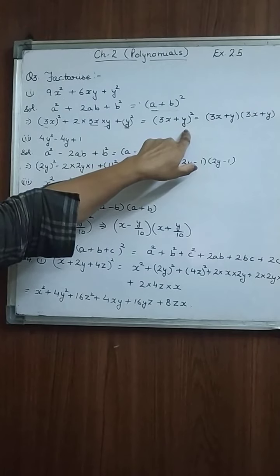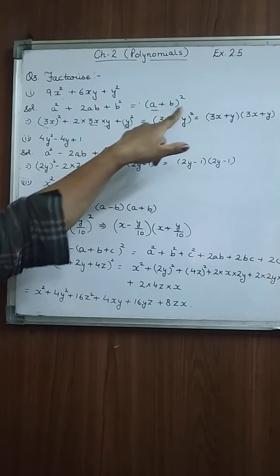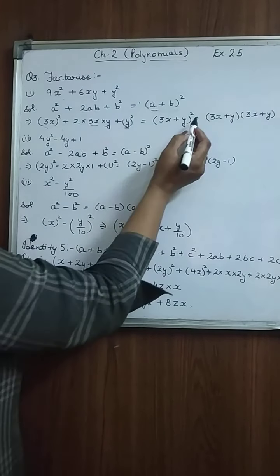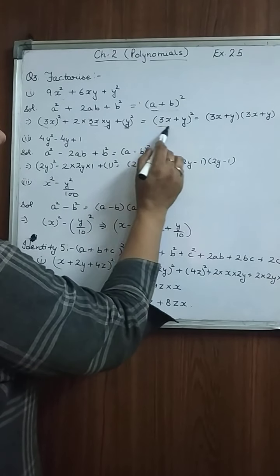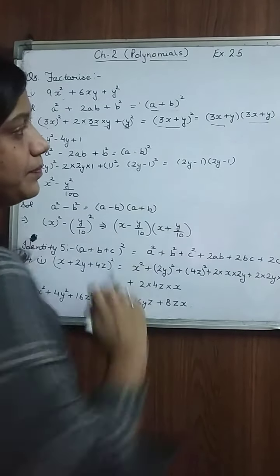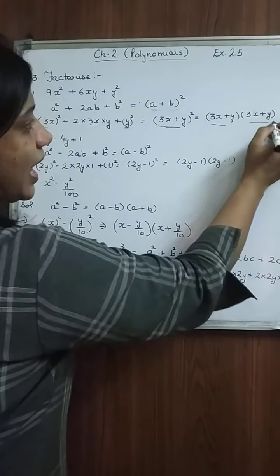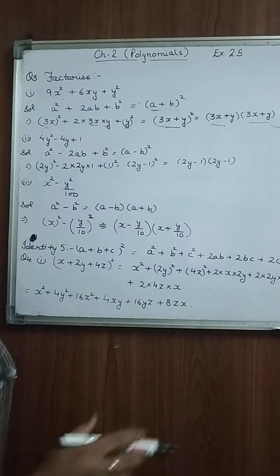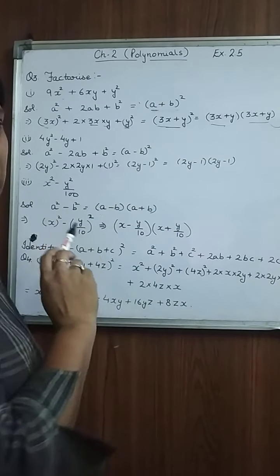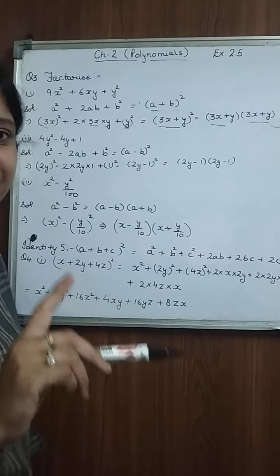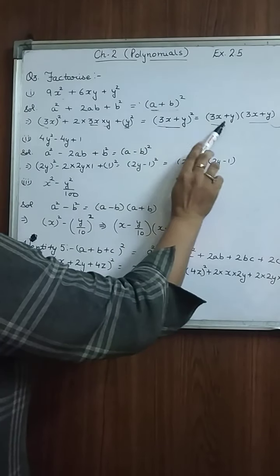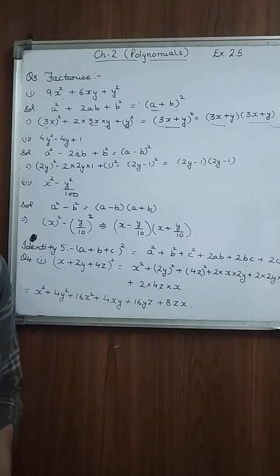So a plus b is 3x plus y whole square. What is the meaning of whole square? That the same number is repeating twice. This is the main step to do, because most of the students are leaving it here only. But actually factorization means you have to write all the factors. And it has these two factors, 3x plus y into 3x plus y. So you need to write both the factors. Now let's come to the second part.